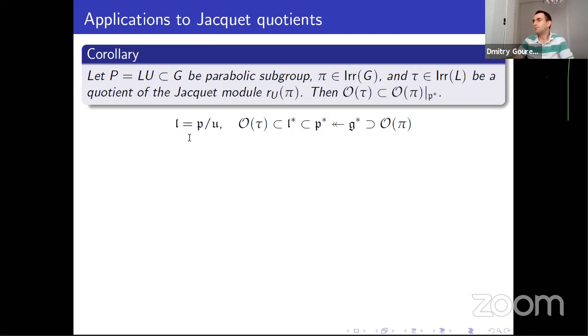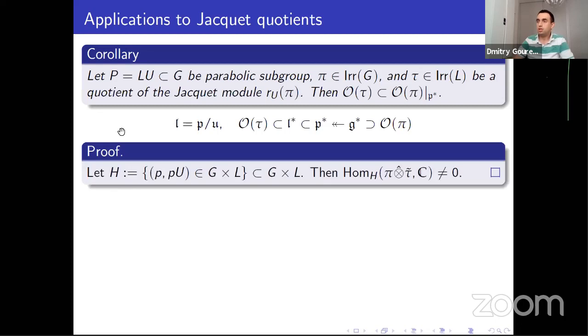So let me explain. Canonically, the Levi is not a subgroup, but rather is a quotient of the parabolic. It's P mod U. The algebra of the Levi is P mod U. So the orbit of tau lies in L star by definition. But since L is P mod U, L star is a subspace of P star. It's the orthogonal complement to U in P star. The orbit of pi lies in G star, and the restriction is an onto map from G star to P star. So O of pi lies in G star, projects to P star, and this projection should include O of tau. That's what our corollary says.